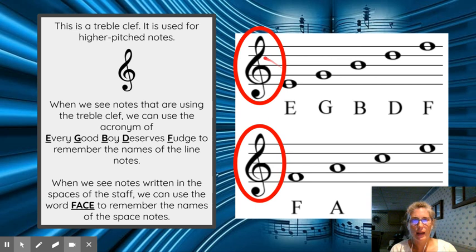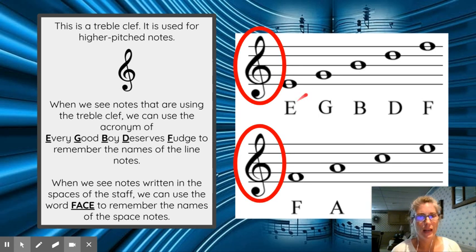So in the treble clef, this is a treble clef. This means that all of this music here and all of these notes down here are written for higher pitched sounds or higher pitched instruments or voices. So that's what the treble clef tells us. When we see notes that are using the treble clef, we can use an acronym or just a little saying to help us remember it.